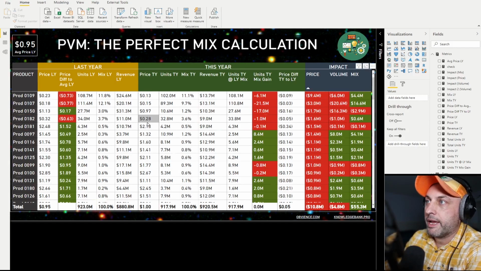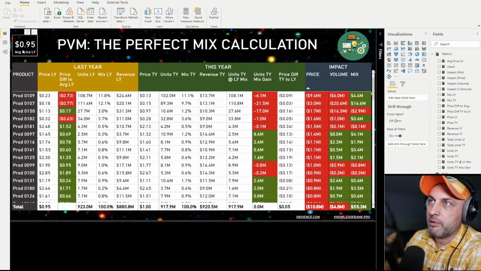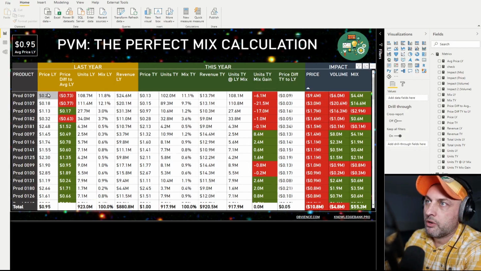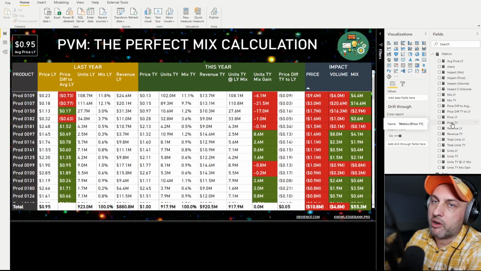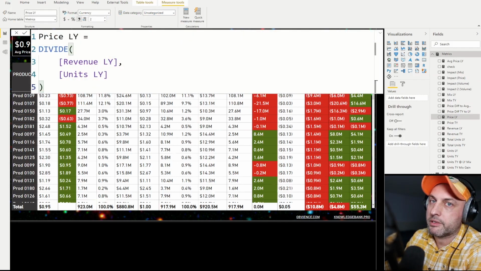So let's take a look at how this Power BI model is set up. Here in the top left corner, we have our average price last year. It was 95 cents. So what we do is we calculate a price last year measure that calculates what the price was, and all we need to do is just divide revenue by volume last year. So the formula here is very simple.